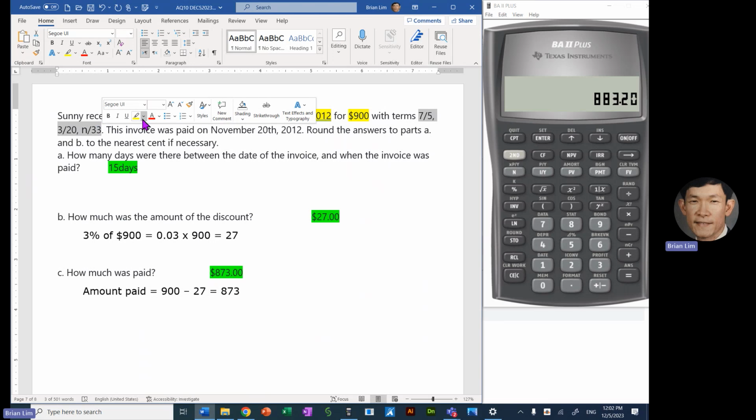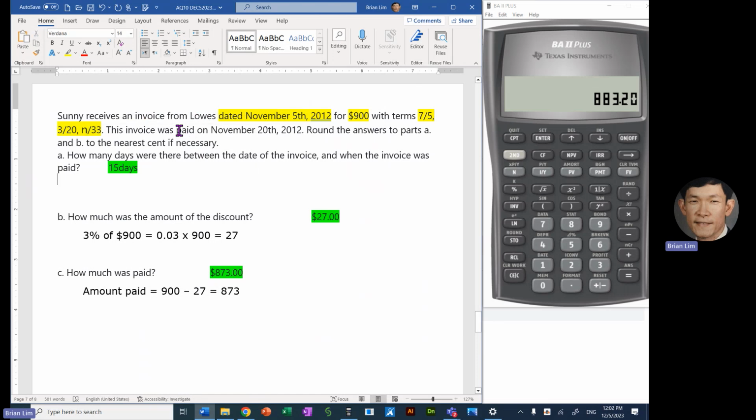By now you know that the first number, so this would get a 7% discount if paid within 5 days from the date of the invoice. This would be 3% paid after 5 days, but within 20 days after the date of the invoice of November the 5th, 2012. And there's no discount after 20 days, or from the 21st day to the 33rd day. There's no discount, but the invoice must be paid.